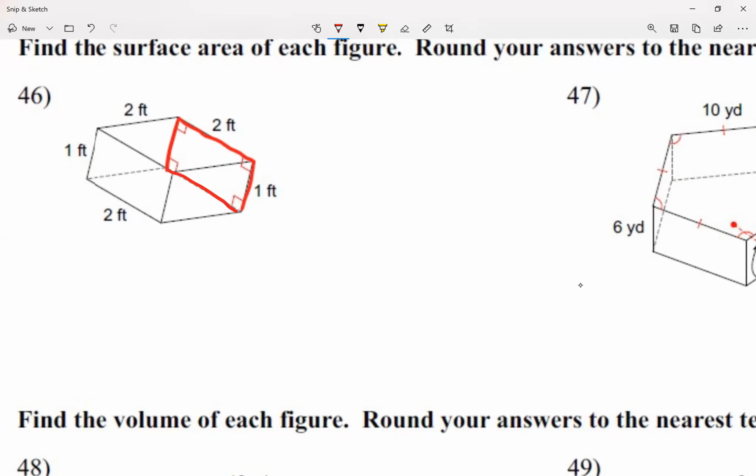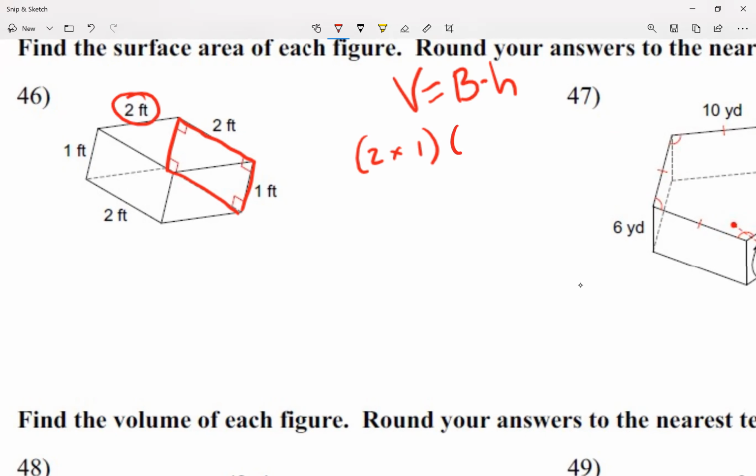So I know for prisms, when I covered this a couple of days ago, I said volume is the area of the base times the height. So the base in this case is a rectangle. It's a 2 times 1, right? It's a 2 by 1 rectangle. The height is a number that has nothing to do with the base, in this case 2. So I'm gonna go 2 times 1 times 2. My result in this case is 4.